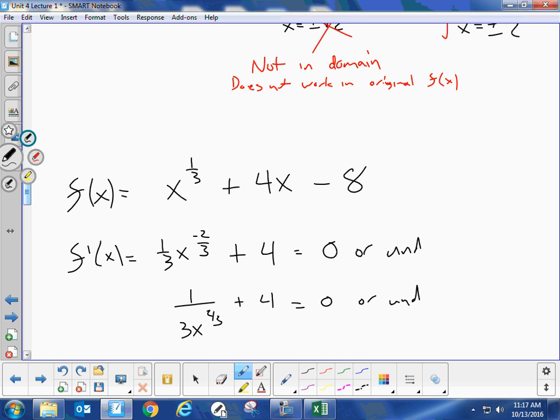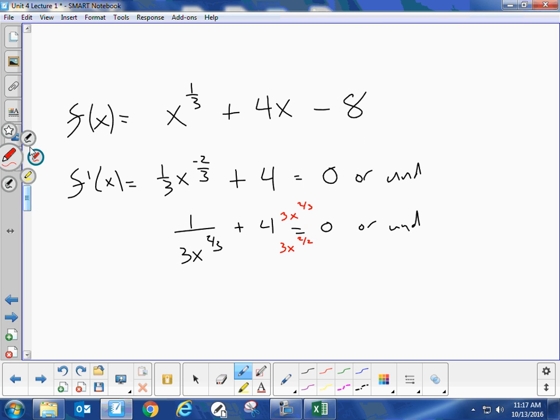Now, we have this set equal to 0 or being undefined. We will tackle it just like the other problem. We can give this a common denominator so that we just have one fraction. We'll set the top equal to 0, we'll set the bottom equal to 0. I will multiply the top and the bottom by what was in the bottom, 3x to the 2/3. Now let's see what happens. I get 1 plus 12x to the 2/3 over 3x to the 2/3.